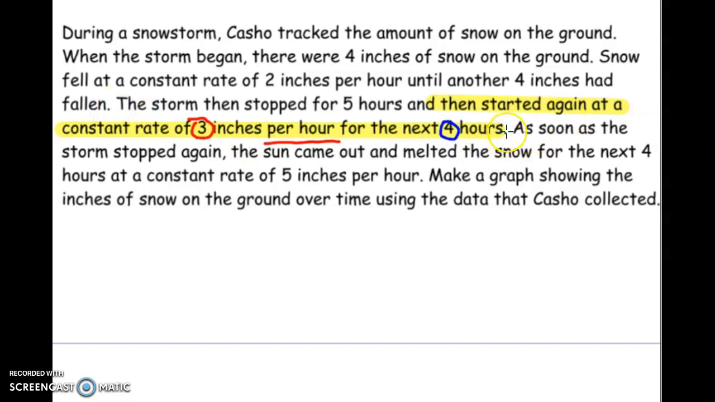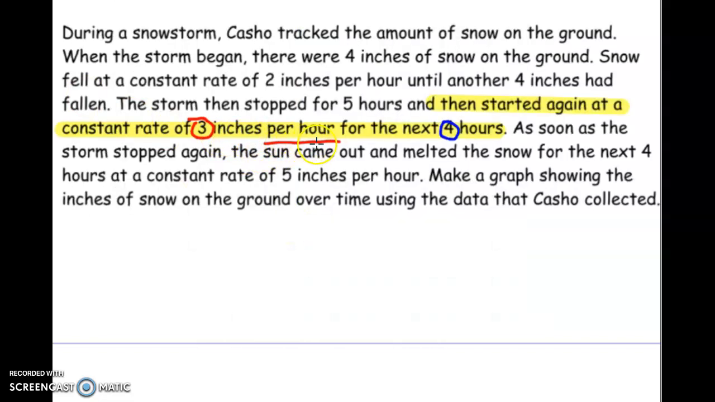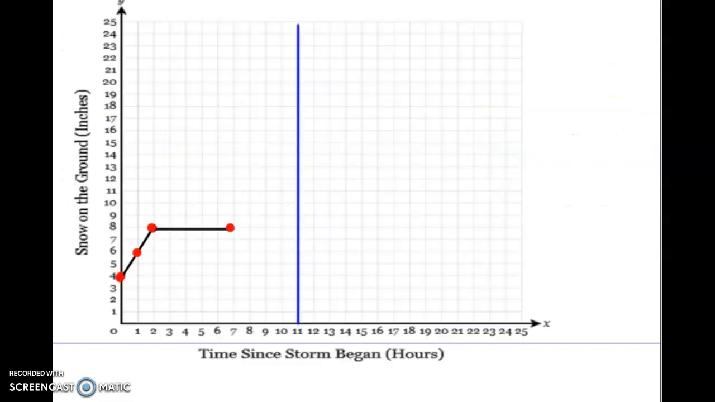Then the next part I already read: it started again at a constant rate of 3 inches per hour for the next 4 hours. Again, we're going by hours and not inches, so we go to the right on the x-axis to 11, another 4 hours. But this time we go up 3 inches and then over 1 hour. So we'll have a graph like this: up 3 over 1, up 3 over 1, up 3 over 1, up 3 and over 1. Again, you do not need the blue line.